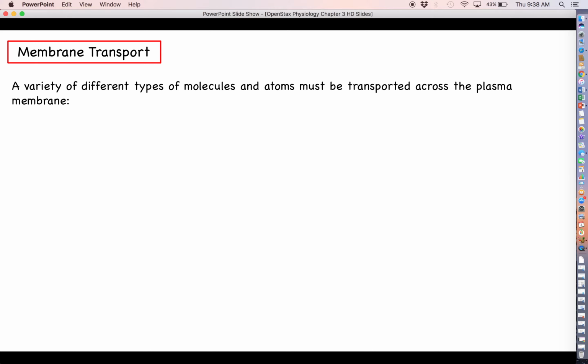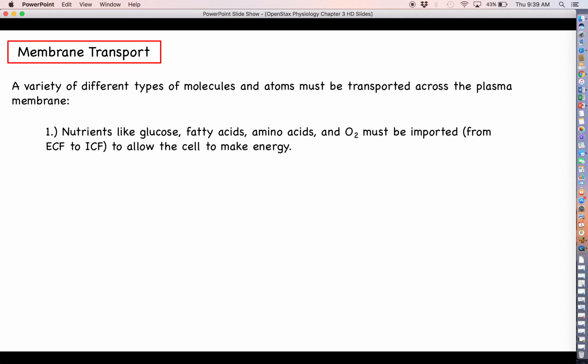So hopefully what you can appreciate right now, even though we're not going to see the big picture payoff for a little while, is that we don't want the plasma membrane to be an impenetrable barrier. There are going to be circumstances in which different types of molecules and atoms have to be able to be transported across the plasma membrane, whether it's from ECF to ICF or ICF to ECF.